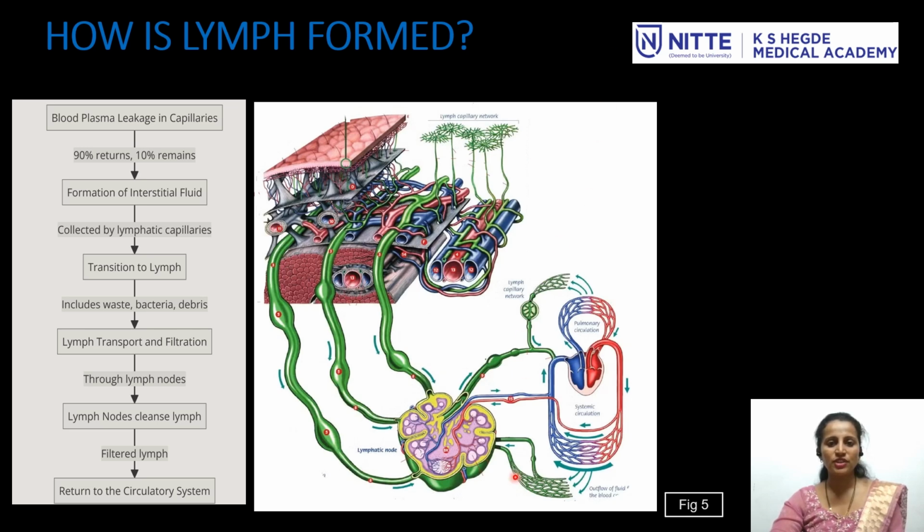The lymph is transported through the network of larger lymphatic vessels, moving through lymph nodes that filter the harmful substances. The lymph nodes act as checkpoints, cleansing the lymph of pathogens and foreign particles. After being filtered through the lymphatic system, the lymph eventually returns to the bloodstream. This return happens through larger lymphatic vessels that connect to the veins near the heart, ensuring the fluid and its contents are safely returned to the circulatory system.